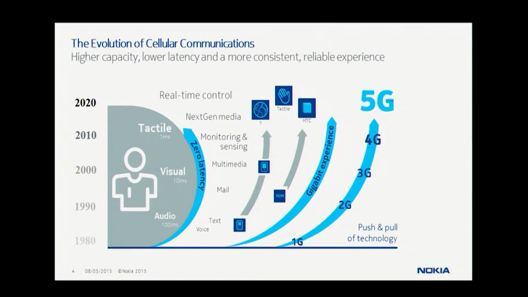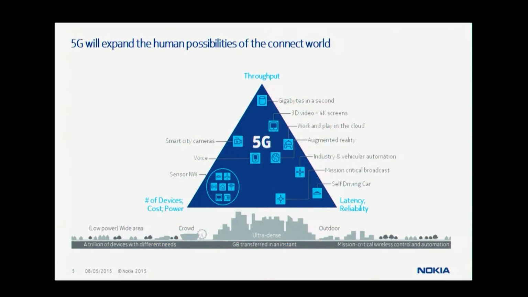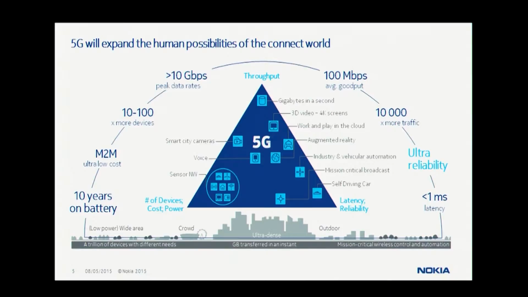So this is our chart for looking at that. We go from audio to visual to tactile, and when you go to tactile, now you need 1 millisecond latencies. I'm not going to spend a lot of time because my colleagues have already spent a great deal of time on this. But this is our view of the requirements: 10 years battery life, ultra low cost machine to machine, 100 times more devices, 10 gigabit peak rates, which, by the way, Nokia's already achieved at 75 gigahertz. We have a working demonstration that we showed at Mobile World Congress, 10 gigabits per second over the air, working with National Instruments.